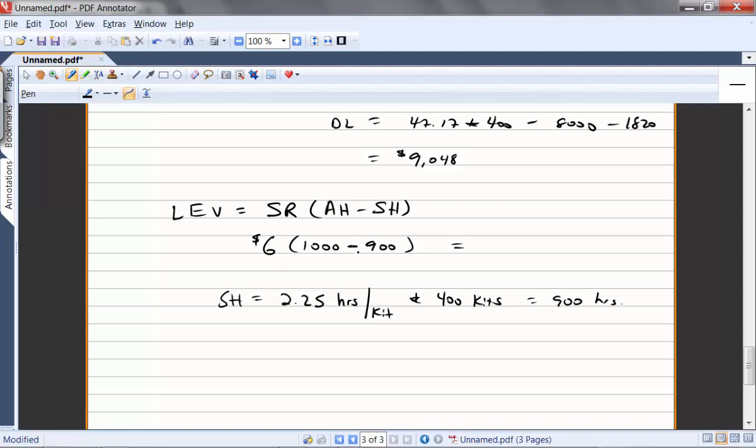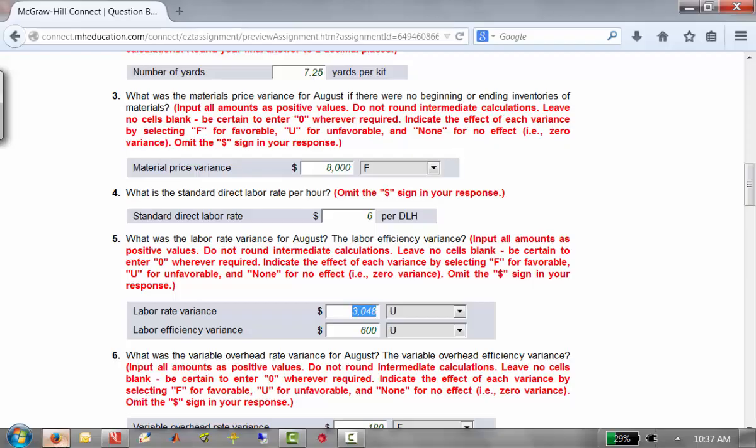So the variance then is 6 times 100, or $600 unfavorable. $6 per hour, and these are both in hours. All right, so $6 per hour times 100 hours would be $600 unfavorable. And we can check and make sure that that's correct.